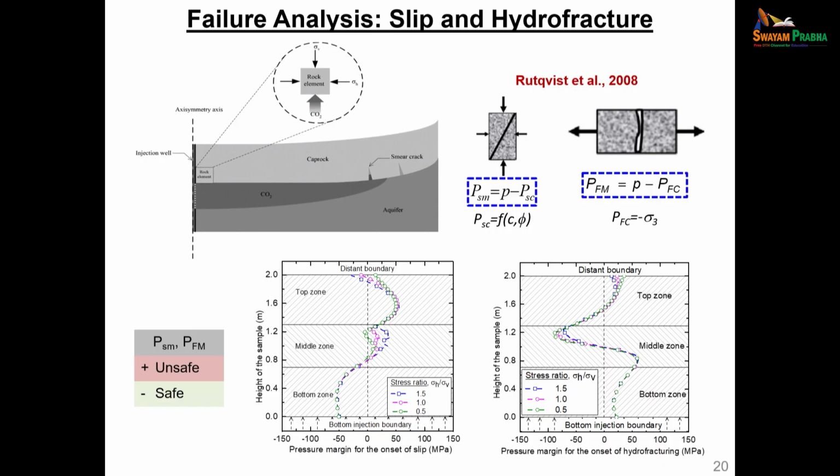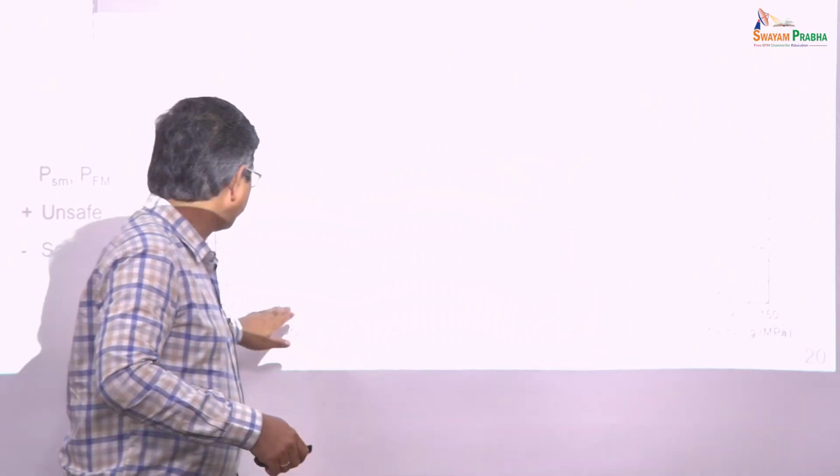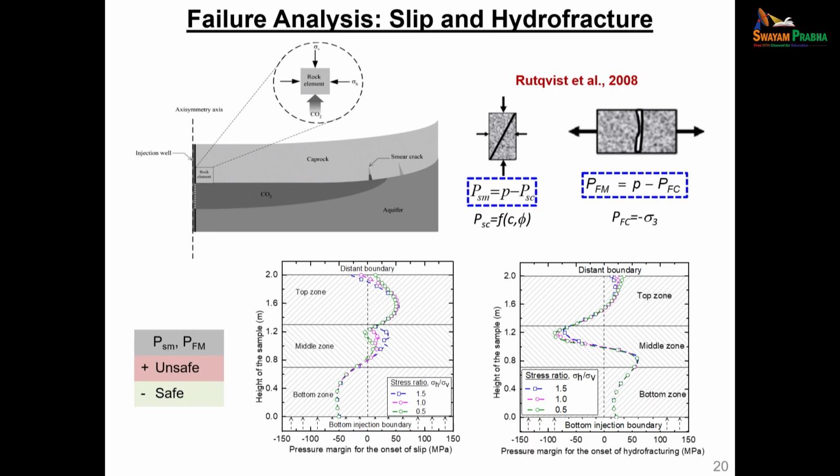Then, with that, we considered a 2 meter thick representative cap rock. How is it going to change? We are injecting from the bottom. We purposefully did not demarcate this bottom zone. What we did was observe the variation of the pressure margin along the height. If the pressure margin is towards this side, it is negative, so it is safe. That means the bottom portion of the cap rock is still in the safe zone, but the top portion of the cap rock is moving towards the unsafe.